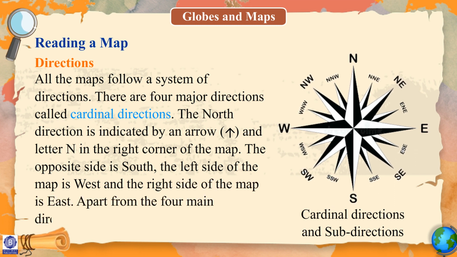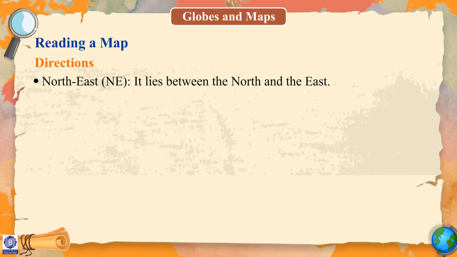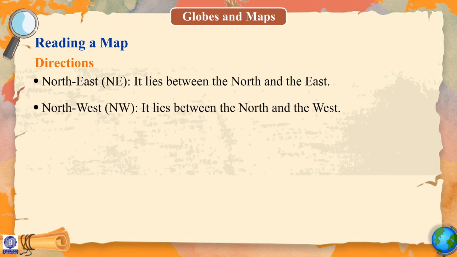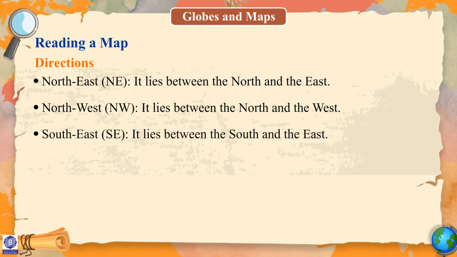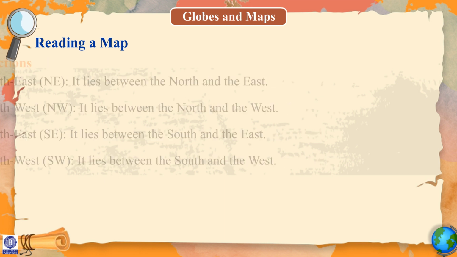Apart from the 4 main directions, there are 4 sub-directions. Northeast, NE. It lies between the north and the east. Northwest, NW. It lies between the north and the west. Southeast, SE. It lies between the south and the east. Southwest, SW. It lies between the south and the west.